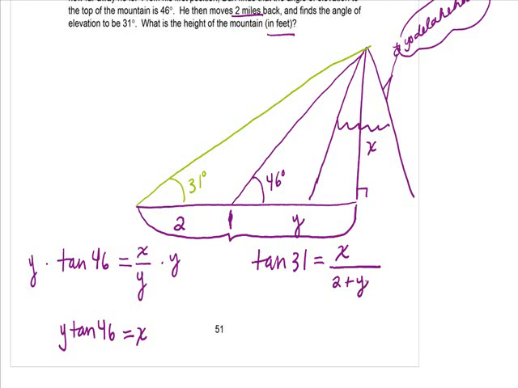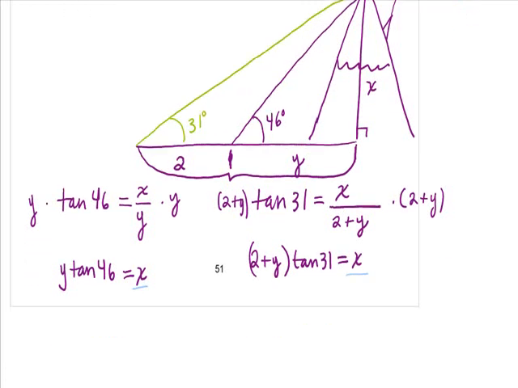Now I'm going to go ahead and multiply each side by 2 plus y, just like I did in the other one, to make my equations a little nicer. So now I have 2 plus y times the tangent of 31 is equal to x. Now we know from algebra, if they're both equal to x, then they're both equal to each other. So I'm going to set them equal, but I'd like to find some decimal equivalents for our tangent so that we can get the tans out of there.